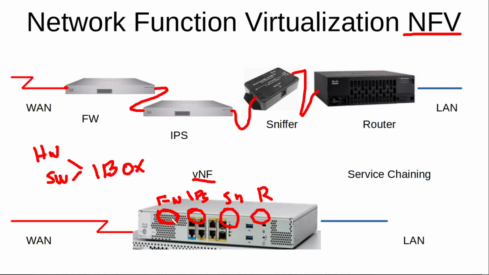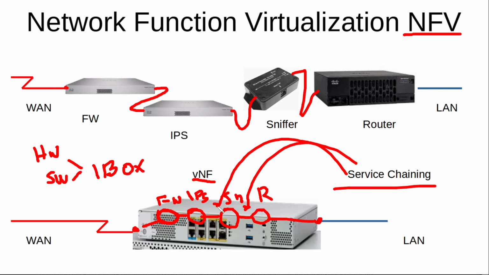So if you think it over, you will be using only one box and two network interface cards. These VNFs will be connected to each other in tandem using virtual connections. This connecting between VNFs is known as service chaining. So service chaining is creating this little virtual connection.